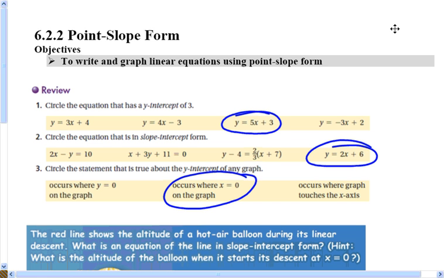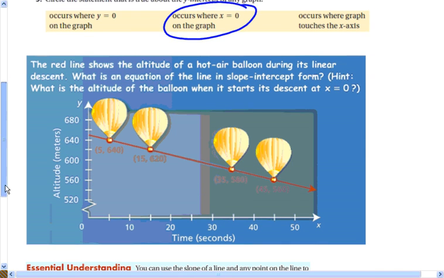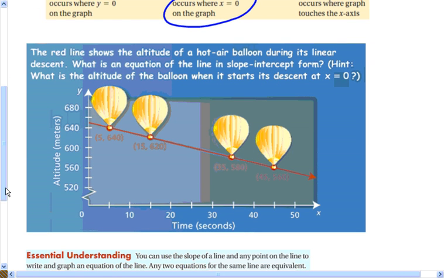All right, so this problem will help us introduce you to point slope form. One thing you'd have to do, this says write the equation of the line in slope-intercept form, and I'm going to go through that. Now, you can see that the balloon is descending at a constant rate, so it's a linear equation. And what we would need to do is find the equation of the line.